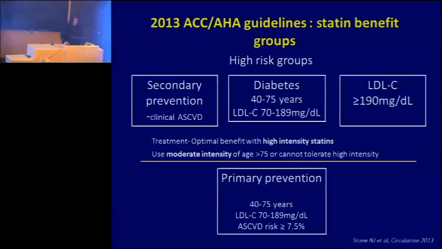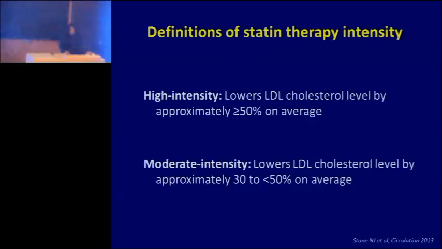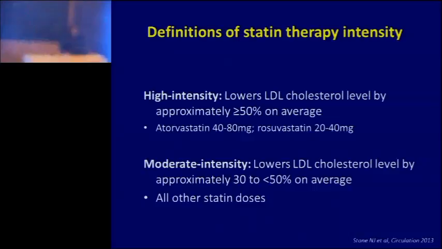So what are these statin therapy intensities that we're talking about here? The high-intensity statin is the dose that reduces LDL cholesterol levels by approximately 50% from baseline, and the moderate-intensity doses reduce LDL cholesterol levels by anywhere from 30 to 50% on average. And the recommended doses for high-intensity statins are atorvastatin 40 to 80 milligrams and rosuvastatin 20 to 40 milligrams. All other statin doses fall under the moderate intensity or low-intensity statin therapies.